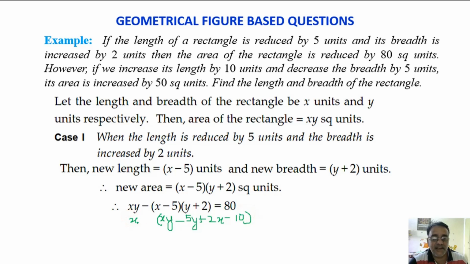और इसमें एक xy कैंसिल हो जाएगा जब ब्रैकेट ओपन करेंगे तो. So 1 xy will be cancelled and what we are going to get, ये प्लस हो जाएगा, ये माइनस हो जाएगा. So minus 2x plus 5y plus 10 is equals to 80, and finally we'll get 5y minus 2x is equals to 70. 10 को राइट साइड शिफ्ट कर देंगे. So first equation clear है सबको?